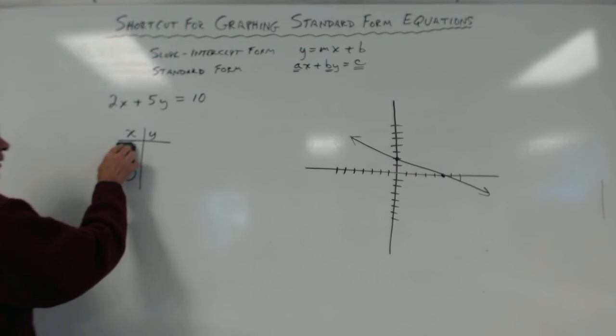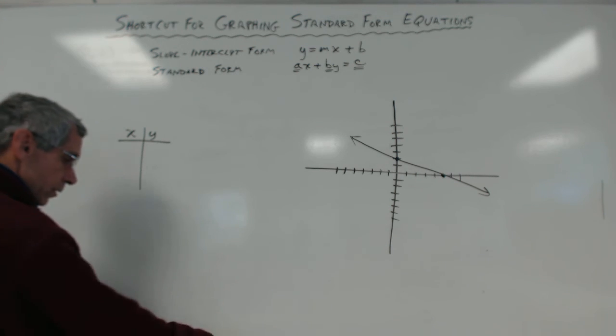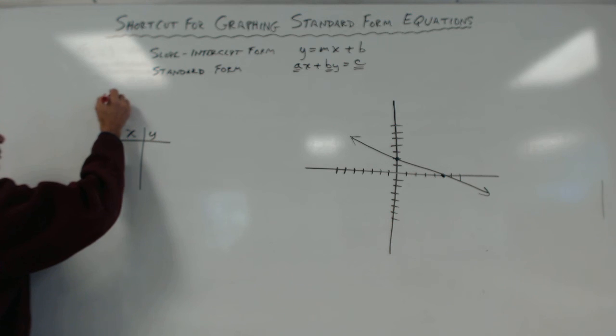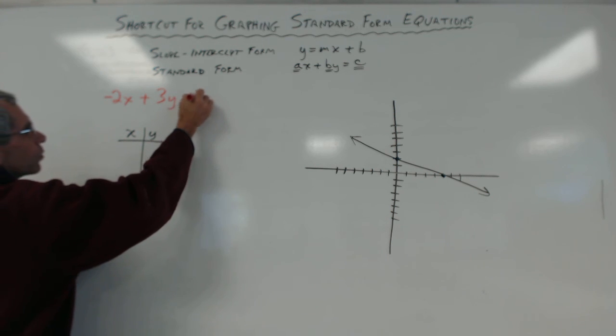So now I'm going to erase this. Let's do another problem. Let's practice another one. This time we'll use red. Negative 2x plus 3y equals 6.